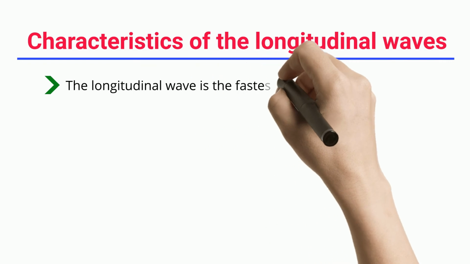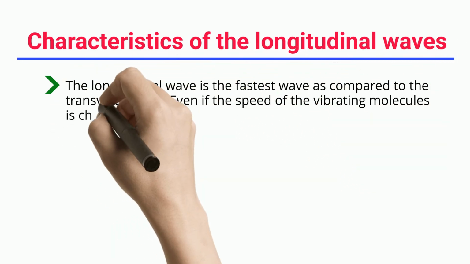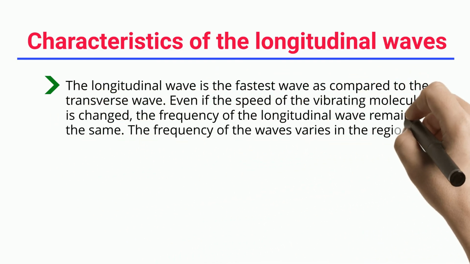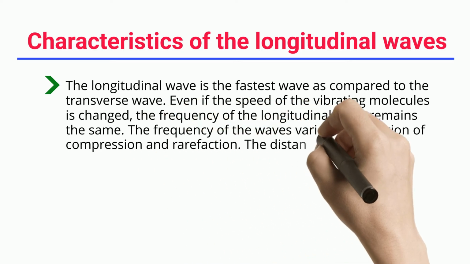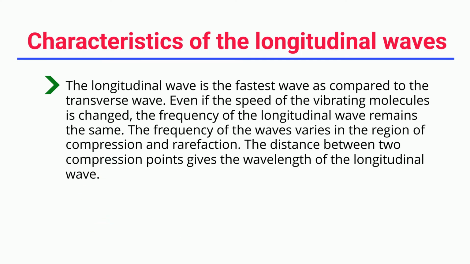The longitudinal wave is the fastest wave as compared to the transverse wave. Even if the speed of the vibrating molecules is changed, the frequency of the longitudinal wave remains the same. The frequency of the waves varies in the region of compression and rarefaction. The distance between two compression points gives the wavelength of the longitudinal wave.